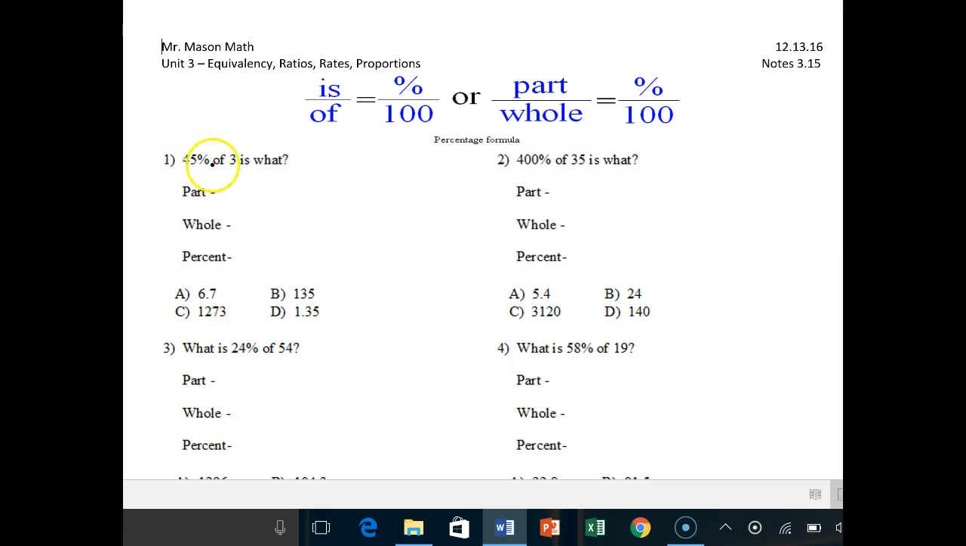So 45% of 3 is what? 45 is obviously our percent, so I can fill that in right there. Of 3 is the whole, right? The keyword of tells us it's the whole, and so we need to figure out what the part is. So x over 3 equals 45 over 100, right? The part over the whole equals the percent over 100. I'll let you cross multiply and solve.